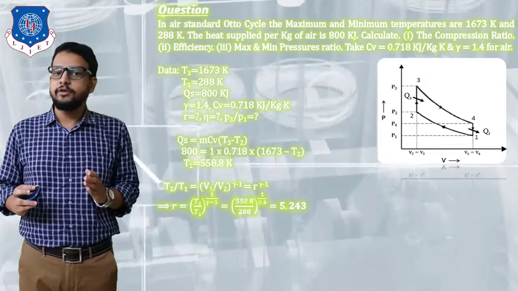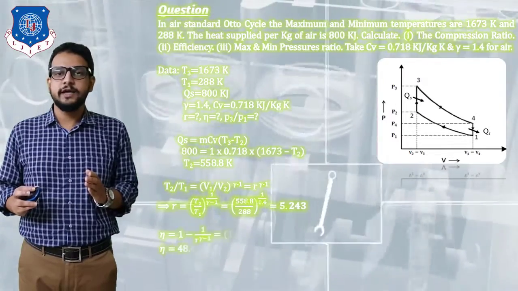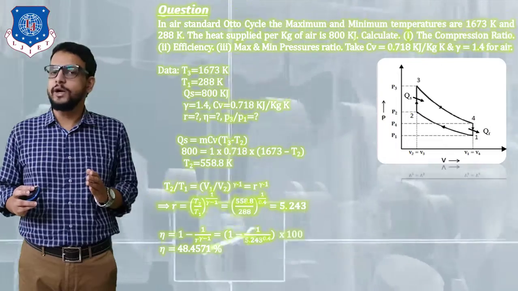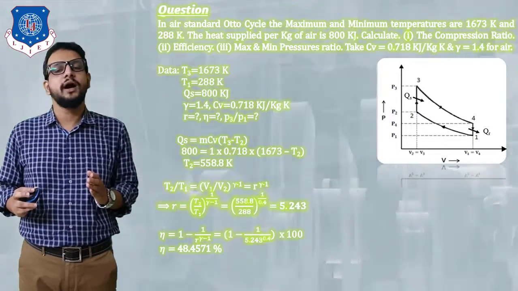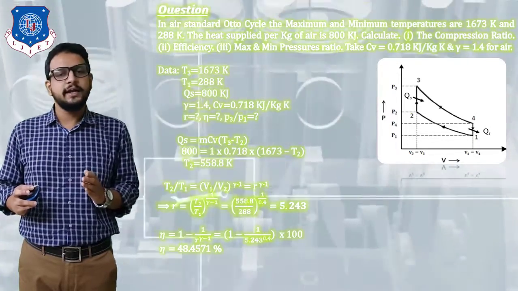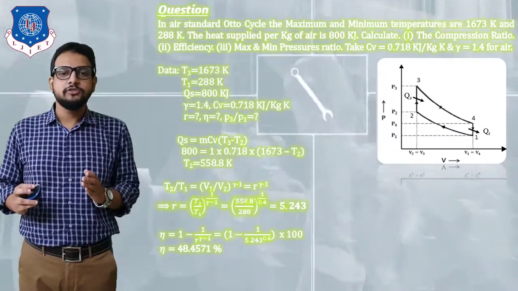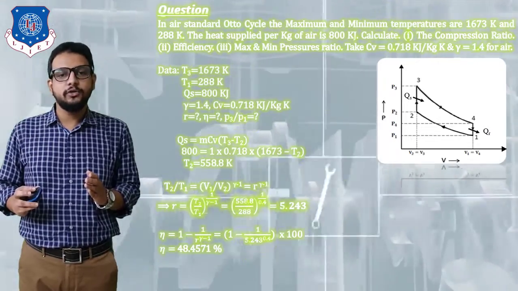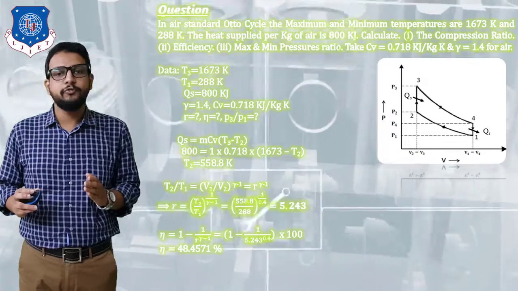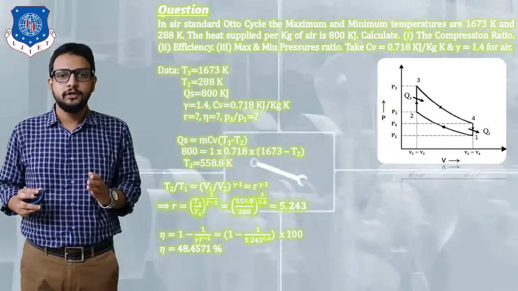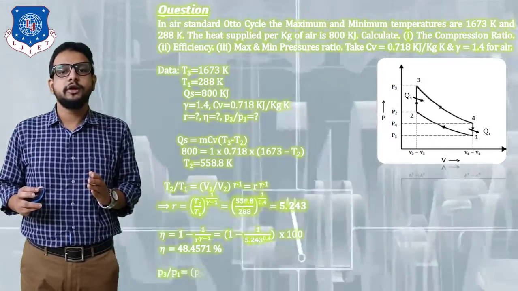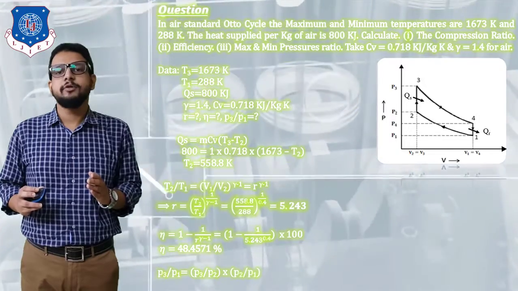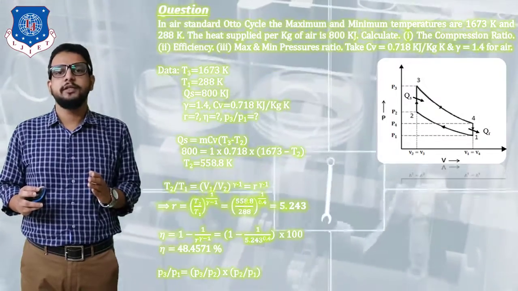Now second, we need to determine efficiency. Again, it is a direct application of the formula: eta is equal to 1 minus 1 upon R raised to gamma minus 1. Directly we need to substitute the value of R. So we will get efficiency equal to 48.4571%. Okay, now the next target is to determine the ratio of maximum to minimum pressure, that is P3 by P1.